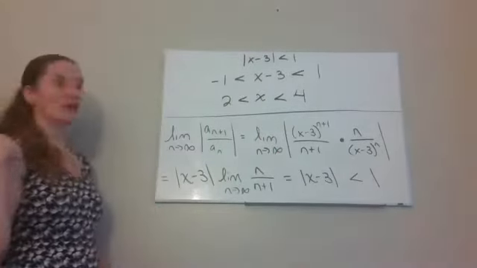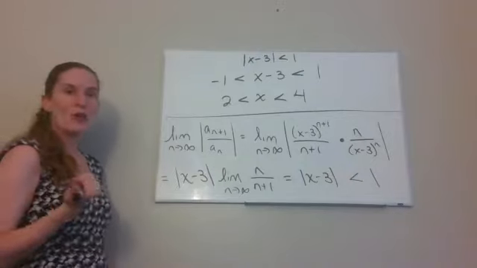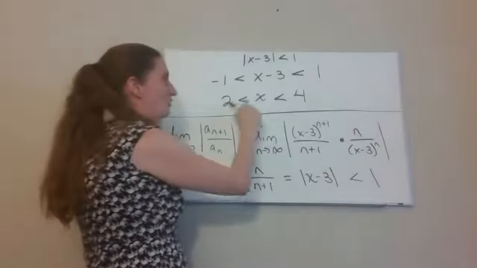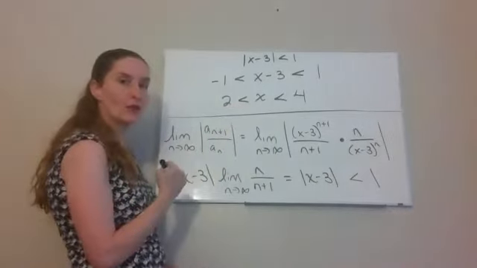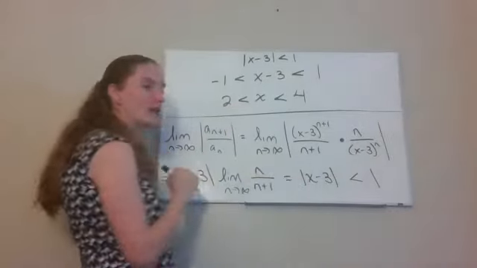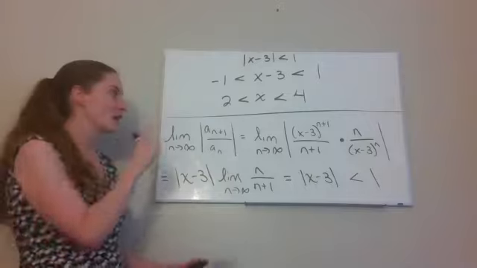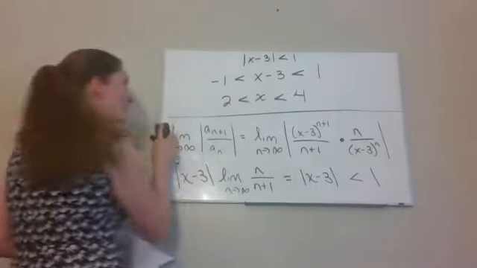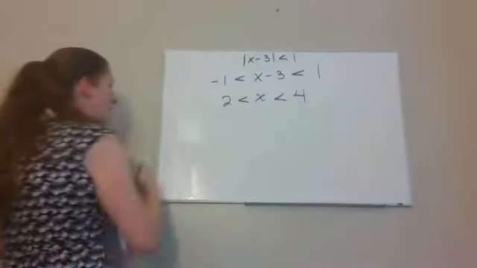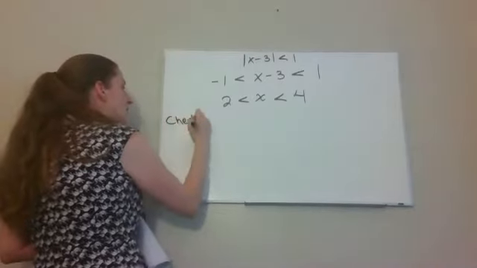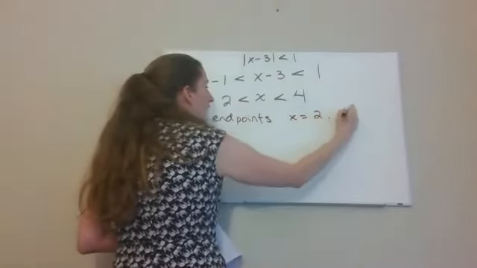So I know for sure that as long as x is between 2 and 4, my series is going to converge. What I don't know is what happens at 2 and at 4. If I had x equals 2 or x equals 4, my ratio test would give me a limit of 1, and we know that a limit of 1 is inconclusive. So we have to check those endpoints, 2 and 4, separately with a different sort of test. So now let's check our endpoints, x equals 2 and 4.